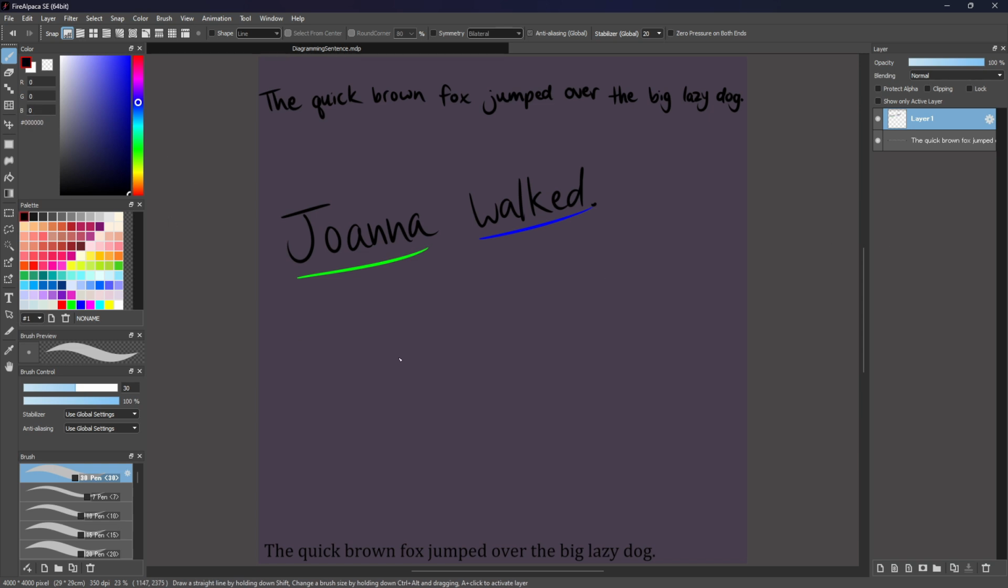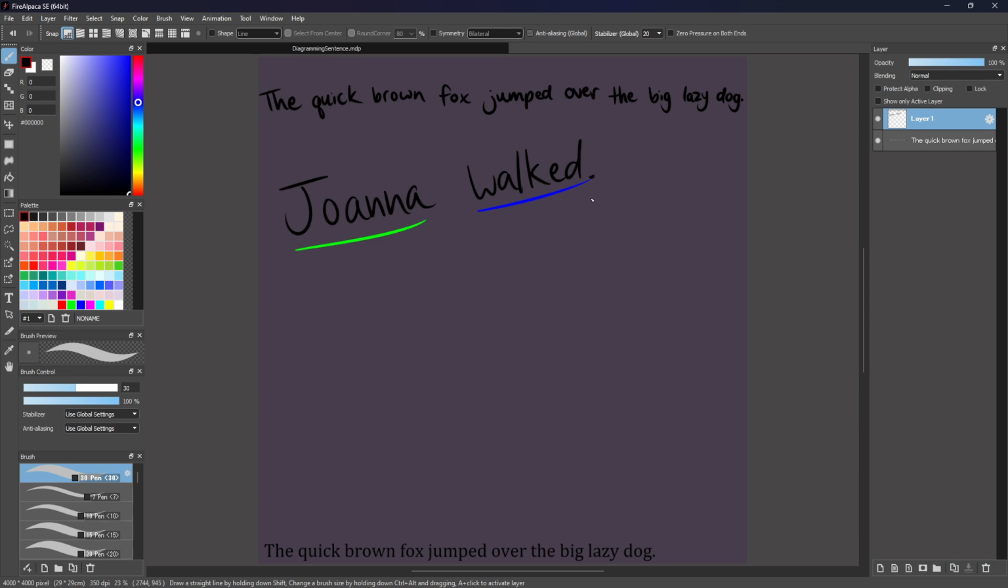Now let's start learning how to diagram. When we diagram any sentence, we will always have 2 lines. One long horizontal line for our main words, and a big vertical one to separate the subject from the predicate. That's another term, the predicate. The predicate is just a phrase used to describe the part of the sentence that starts with the verb.